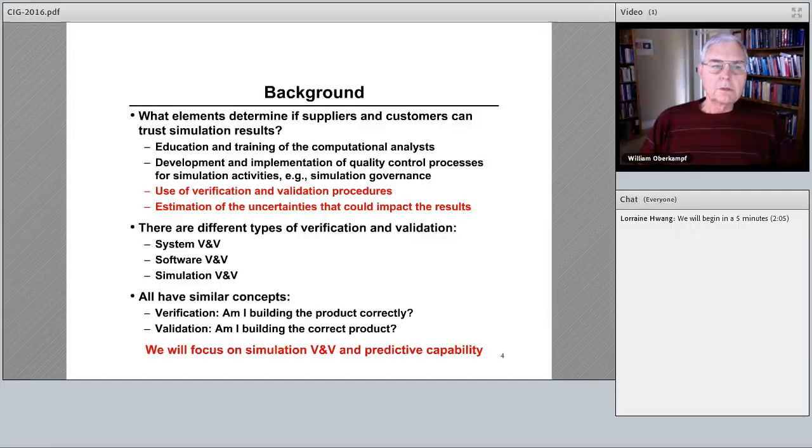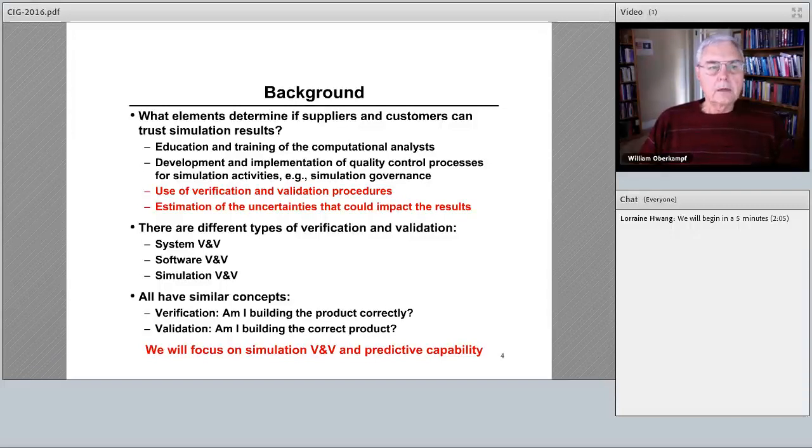What elements determine if suppliers, and the supplier here is in the sense of a supplier of a computational simulation. In some of the writings that I've done, and particularly in the book that Chris Roy and I have completed a few years back, we try to make that point of computational analysts are really suppliers of information. That's what you provide to a customer or, let's say, a regulatory authority.